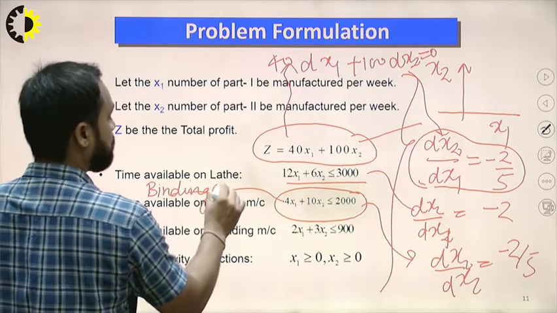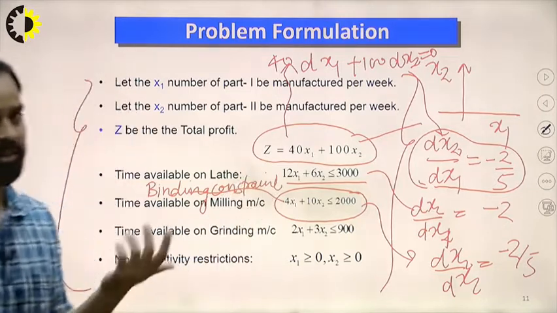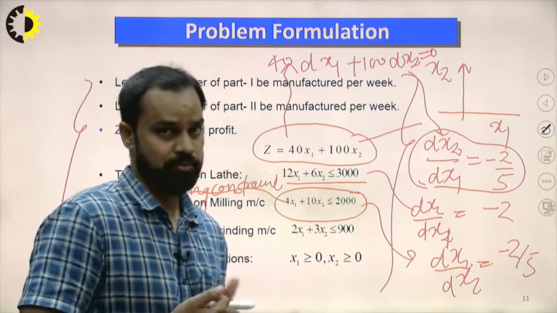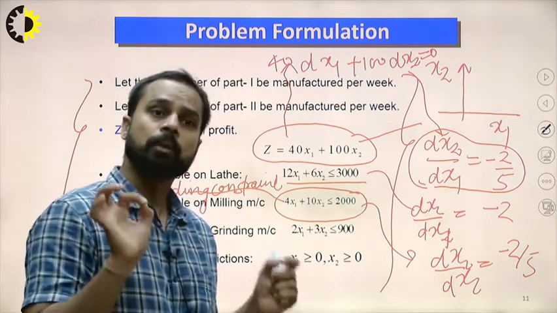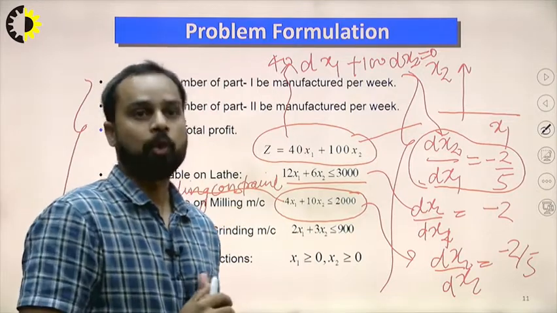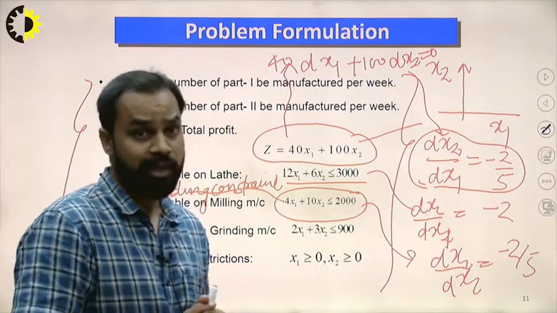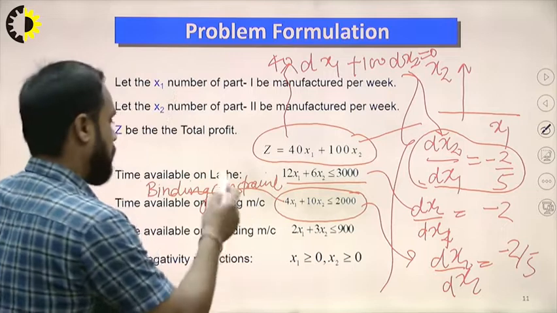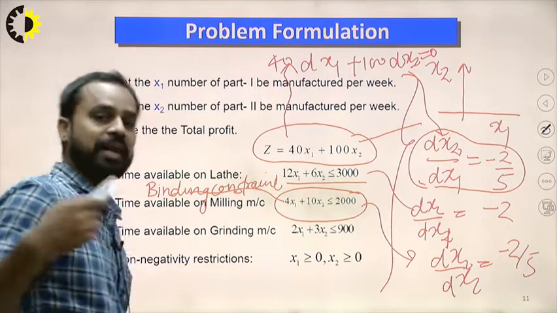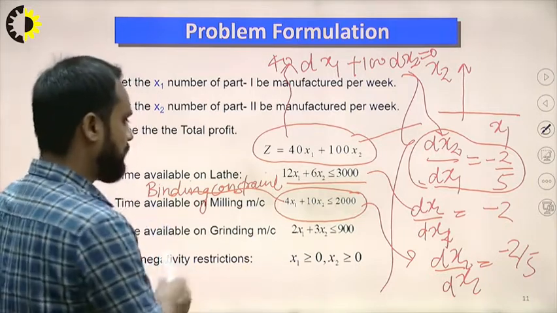If any mathematical formulation has a binding constraint, then there is always a possibility that the problem has multiple optimal solutions. Multiple optimal solutions means the problem has more than one corner point for a single optimal value, that is, different combinations of decision variables giving the same optimal value, right? So this problem may have multiple or alternate optimal solutions, and I can solve it with the help of the graphical method.